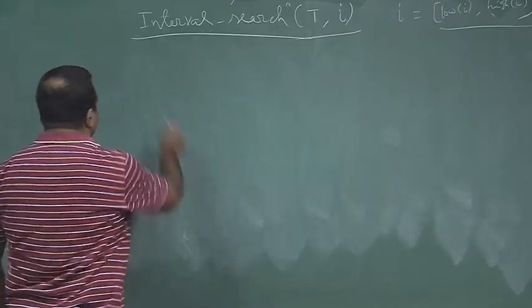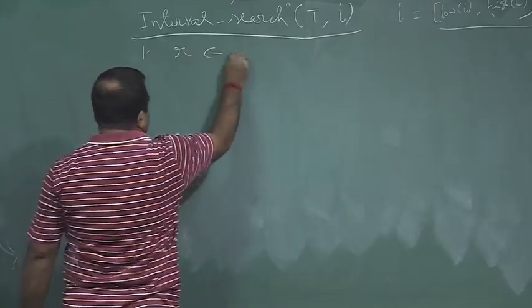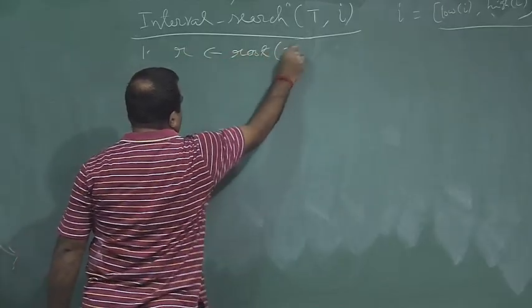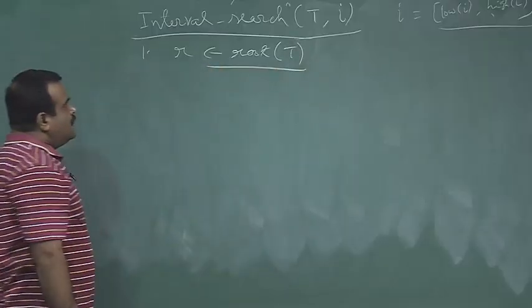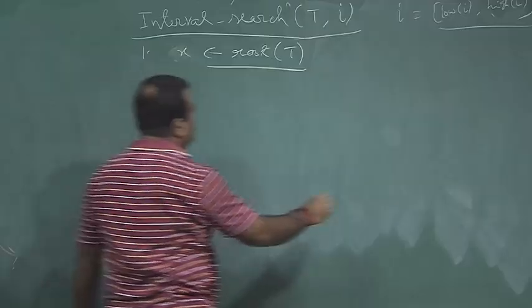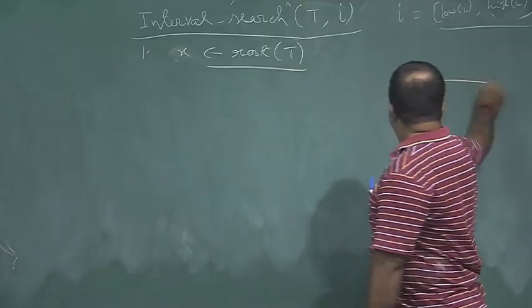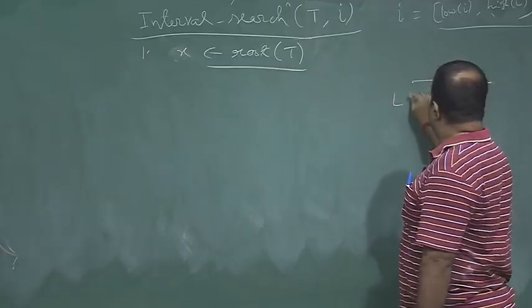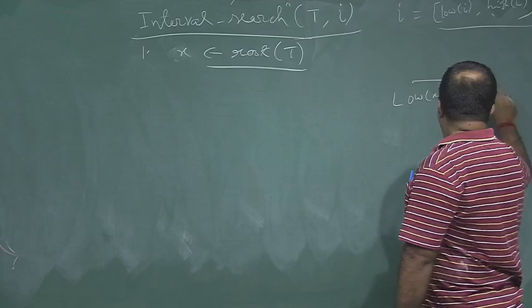So, what do we do? We first take x as the root of this tree. Now, we check. x is an interval, so x has low and high, low of x, high of x.